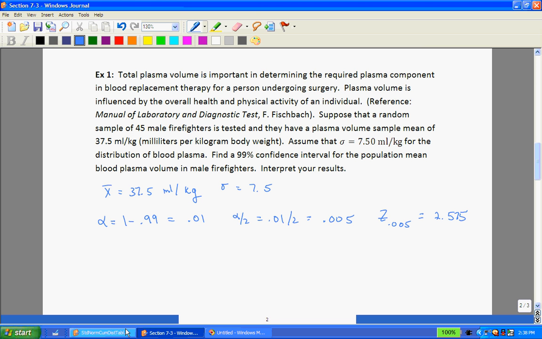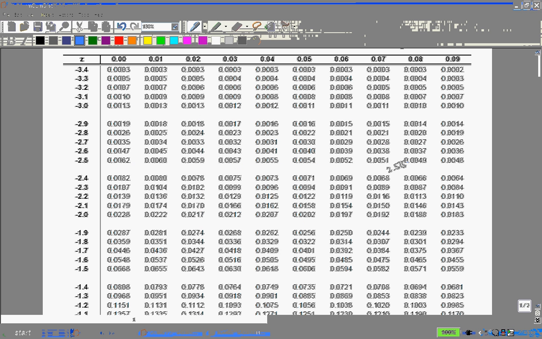The way we get that is we look on our table. Here's 0.051 and 0.049. The z-score that goes with that is 2.57 or 2.58. And last time we just went ahead and split the difference and said 2.575 since neither one is exactly on 0.005.